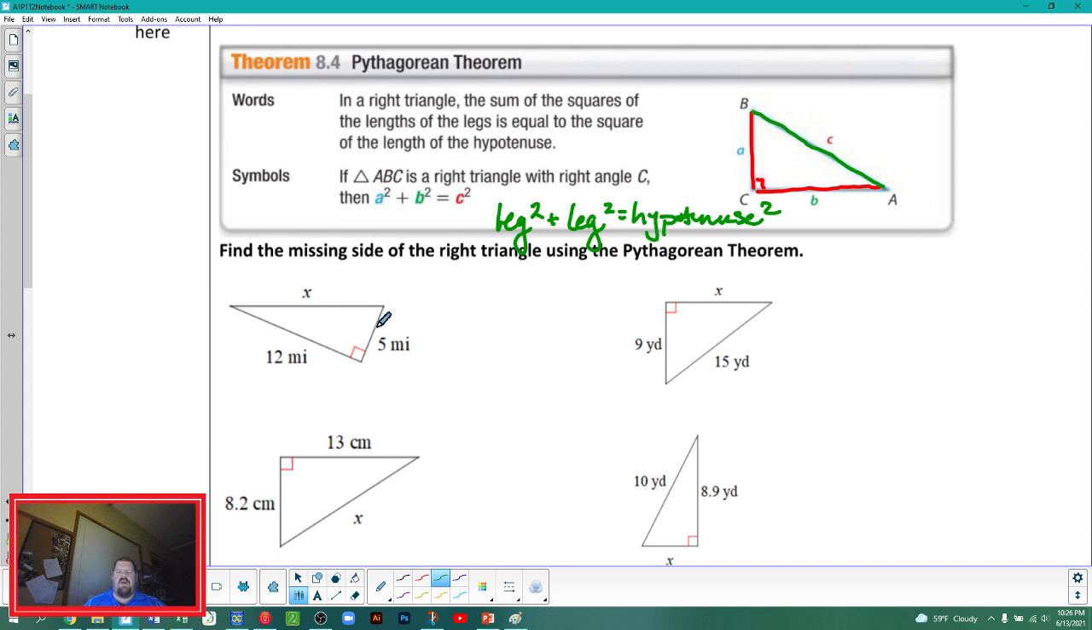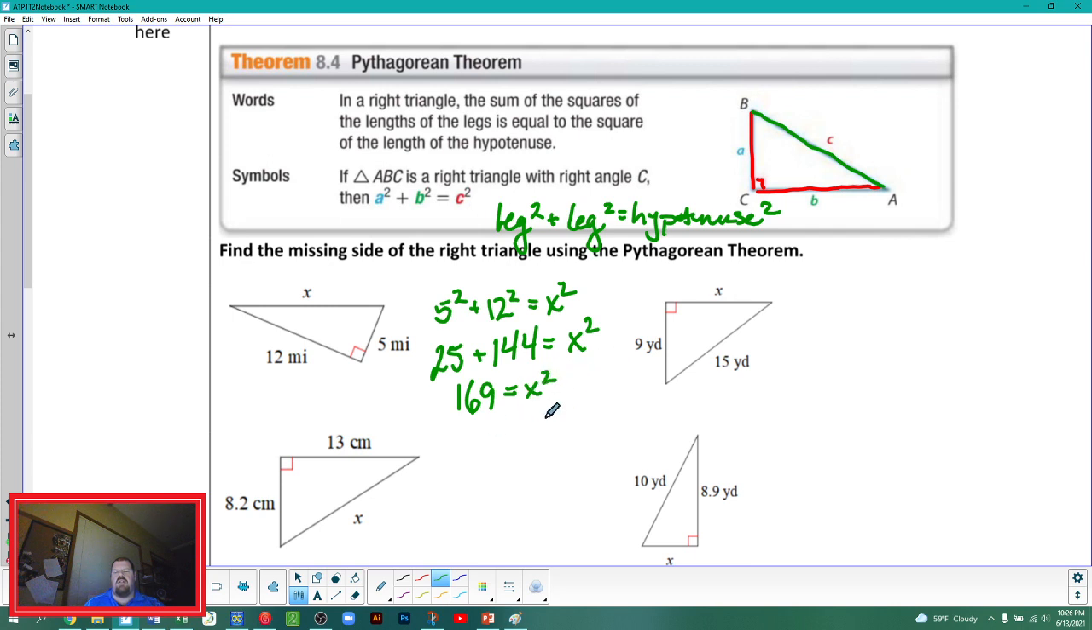So in this first one, I've got a triangle with a leg of 5 and a leg of 12. These two are legs because they are perpendicular to each other based on that right angle symbol. So that means that 5 squared plus 12 squared is going to be equal to x squared. Now to solve this, there's a little bit of work involved. First of all, I have to know what 5 squared is. That's 25. Plus 12 squared, which is 144, is going to equal x squared. And then 25 plus 144 is 169.